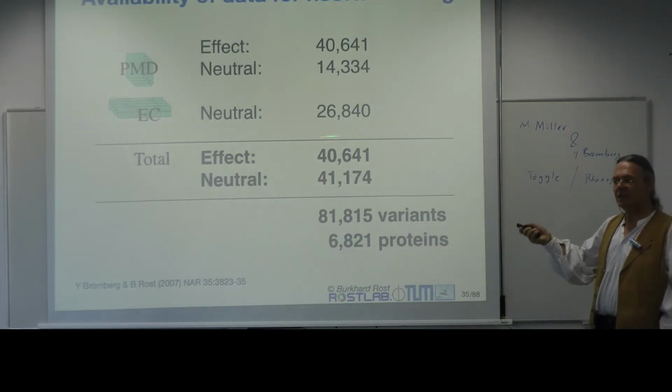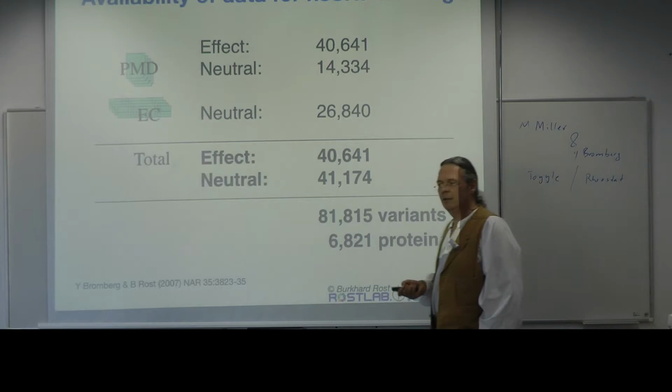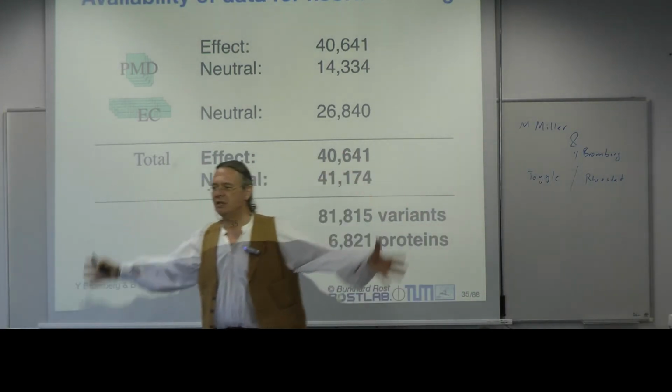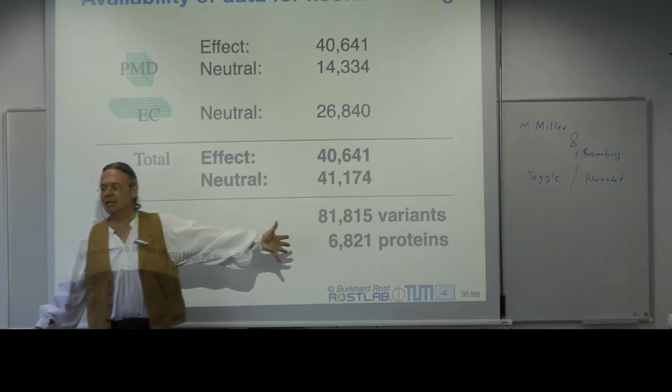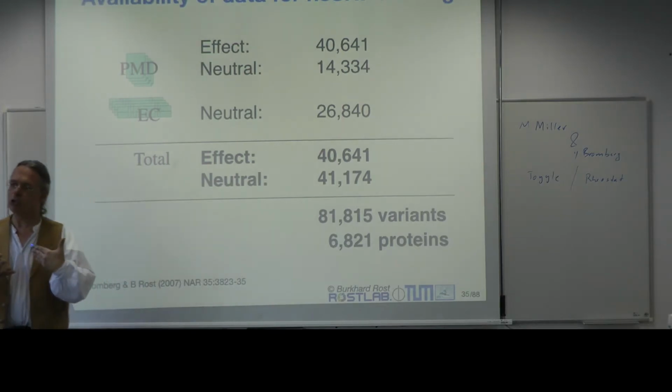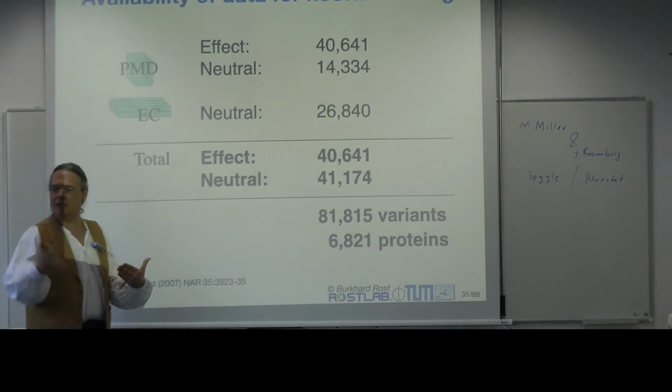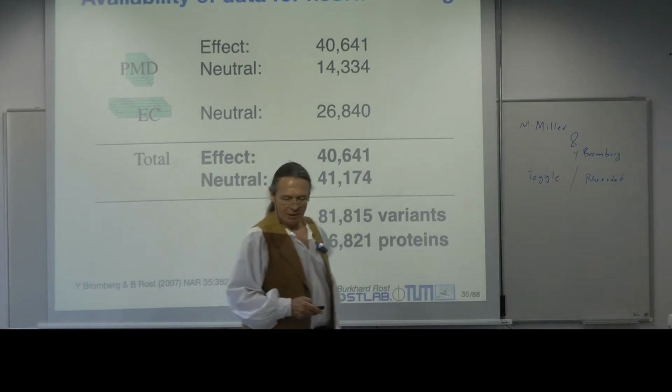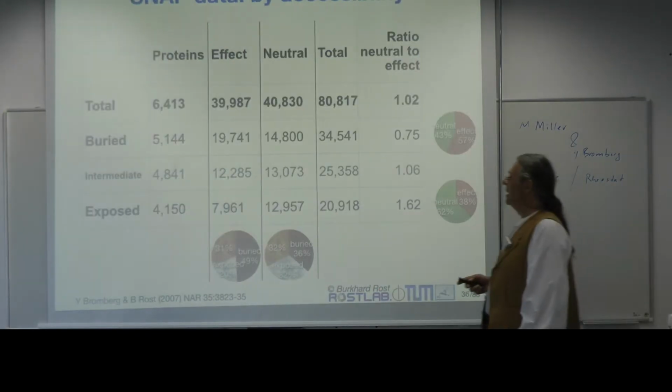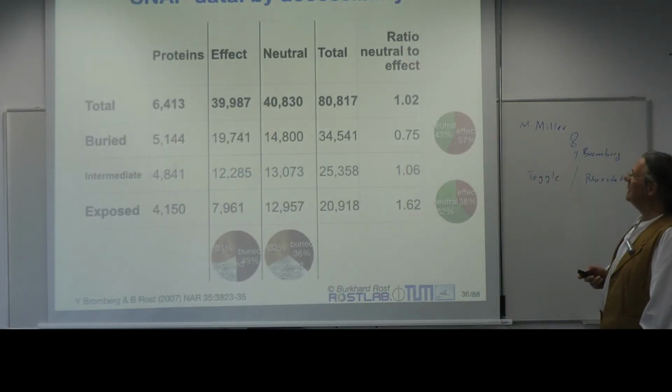Mind you, these are the numbers not for human. These are the numbers for everything we had in 2007, right? And still, the gain was relatively small. And that's exactly because we had so many restrictions. So these are simply the numbers.